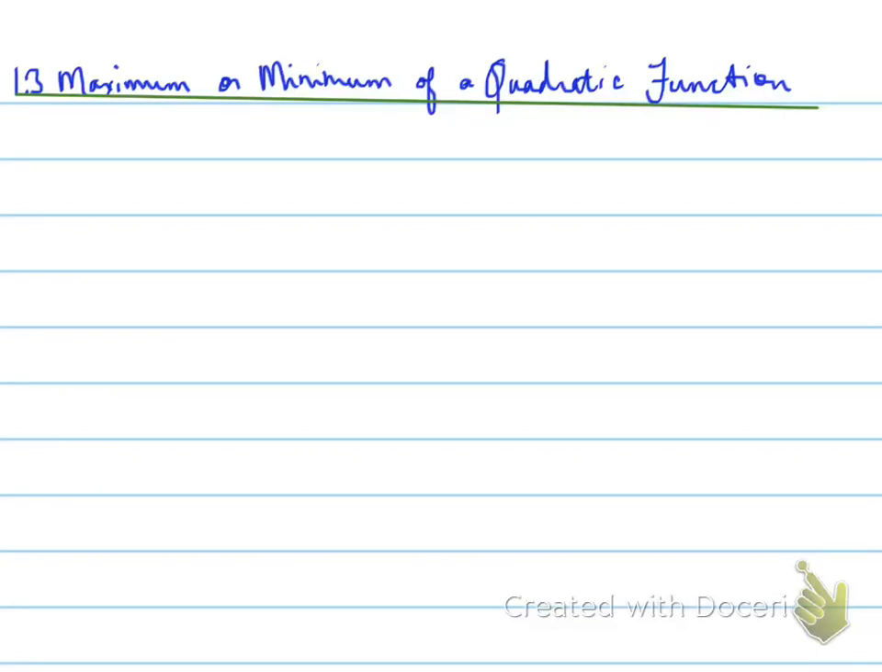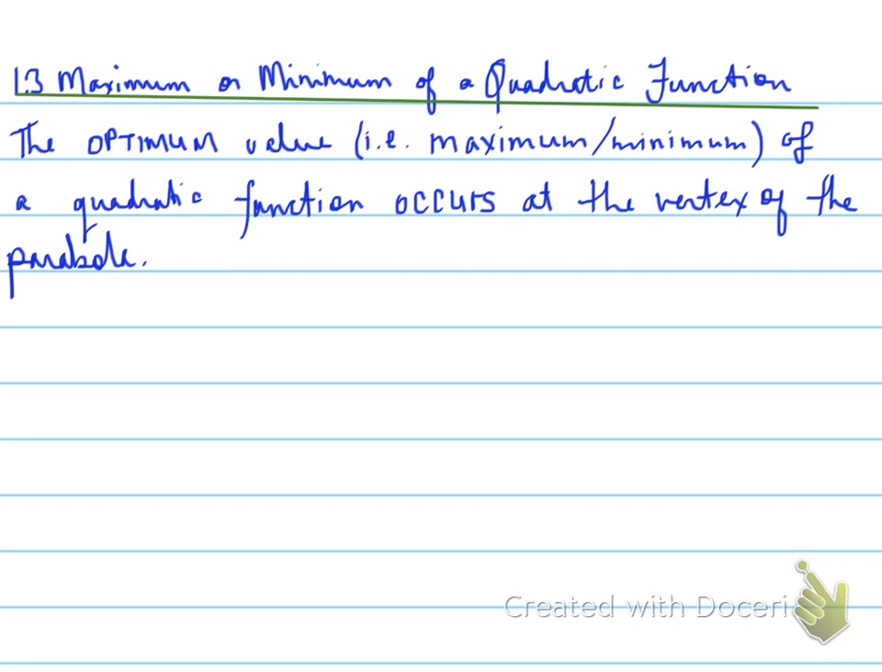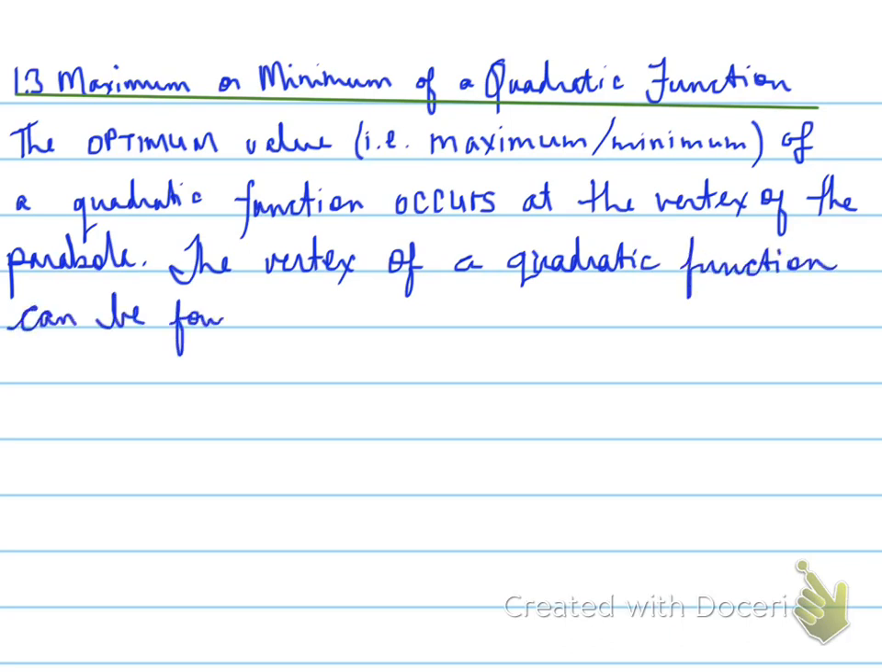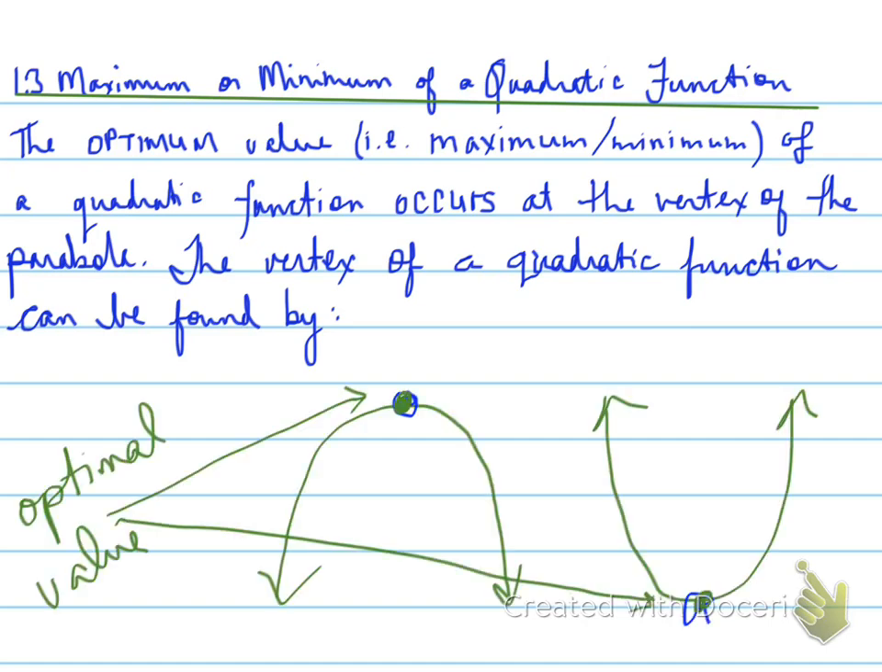All right, 1.3, maximum or minimum of a quadratic function. The optimum value, i.e. the maximum or minimum of a quadratic function, occurs at the vertex of a parabola. Now, it's important to note that the vertex of a quadratic function can be found by multiple methods. But remember that when we look at a parabola, we look at where the optimal value is, that is, at the vertex.